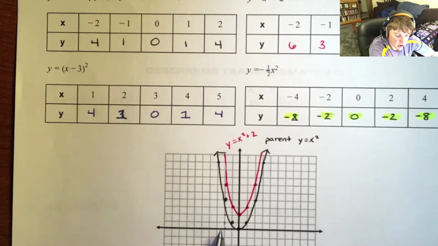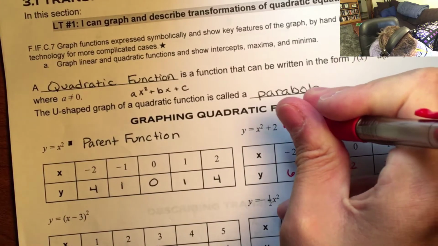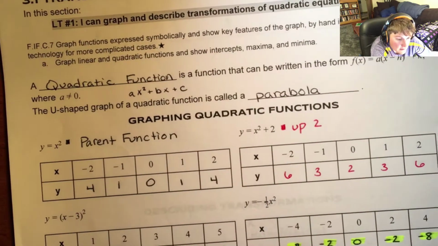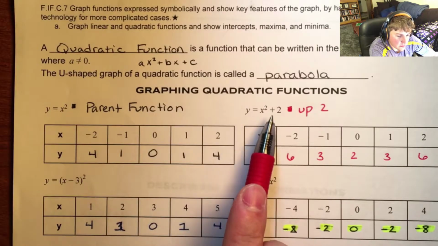But it's the starting location, right? This one started at (0, 0), and it appears that this one starts at (0, 2), 2 units above. If I observe each other point, they've all just been shifted up. So this particular one shifted it up 2. Very, very similar to absolute value, this moved it up 2 because it's +2.